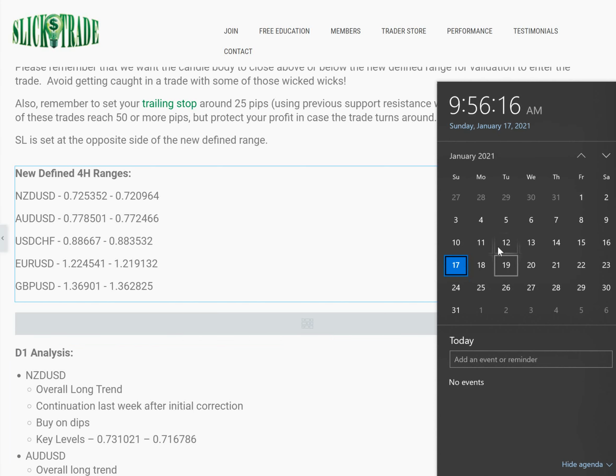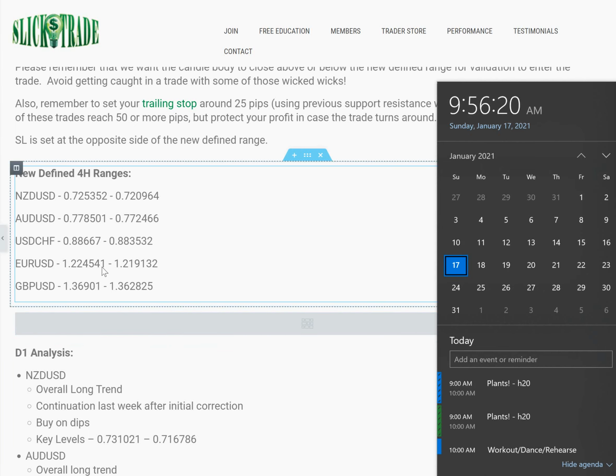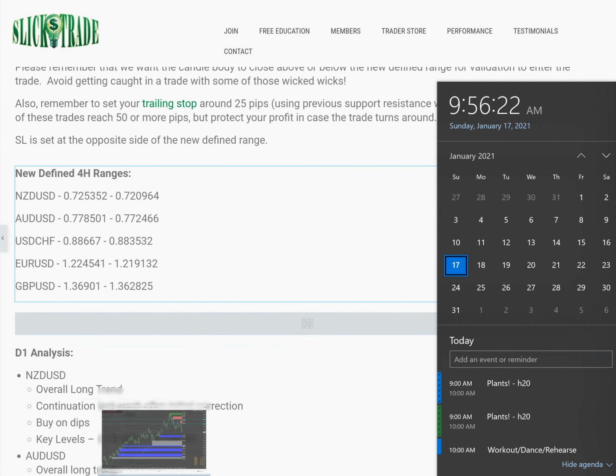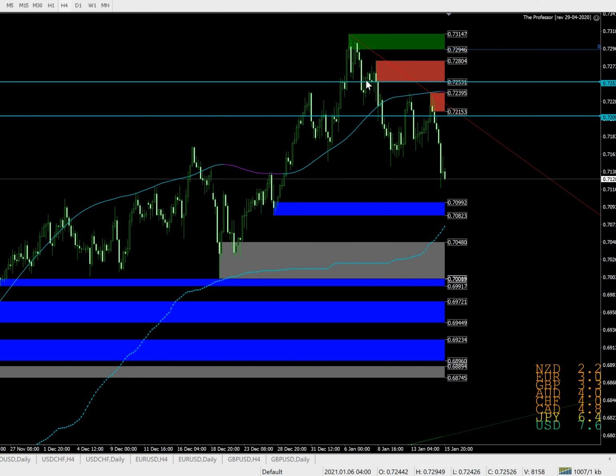Now, last week, so this would have been on the 10th of January, the New Zealand dollar. This was our new defined range. Bring this over to the 10th so you can see what the price was. It's right there.